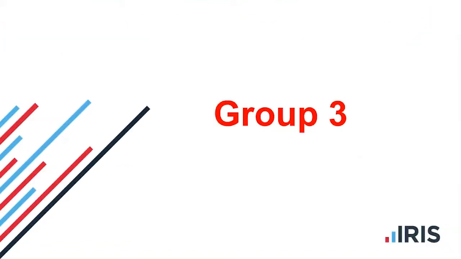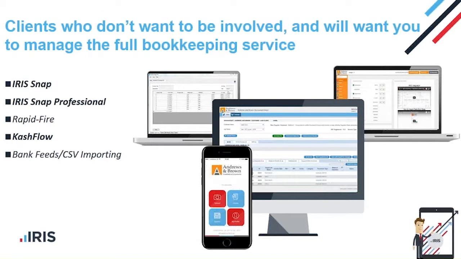And then we go into group 3. Now, these guys are the ones who don't want to be involved. They're really not interested whatsoever, and they want you to basically manage the full bookkeeping service. So you might have these clients already who literally just get a paper statement through the door and just send it directly to you. They give you all of the receipts and everything and just say, there you go, there's the work. And you'll know these clients, which is why it comes down to when we identify them. You'll know which ones will just say, I don't want to get involved, I've always paid you, you've always done it, I don't particularly want to change, so I want you to carry on.